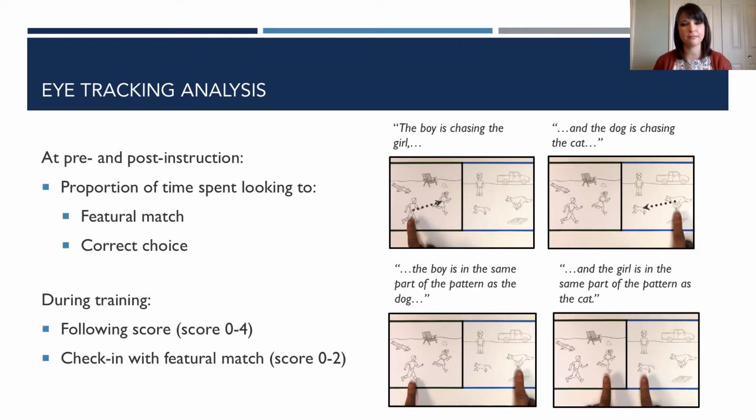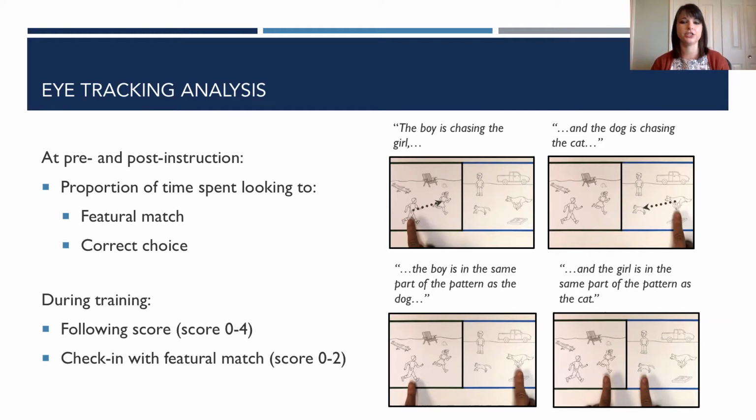So take the first segment here. When the instructor would say the boy is chasing the girl, in this example, if the participant, the child, looks to the boy and then the girl when those items are being referenced in the verbal information, they'd receive a successful score of 1 for that segment. Because the videos were divided into 4 time increments, following scores range from 0 to 4 in terms of success.